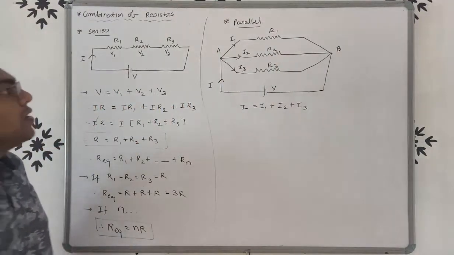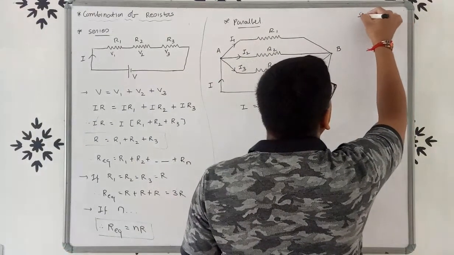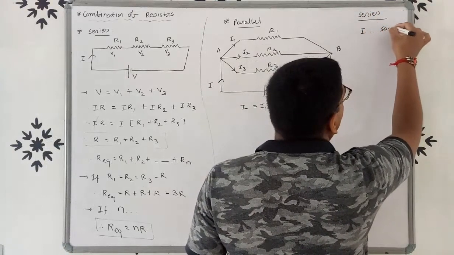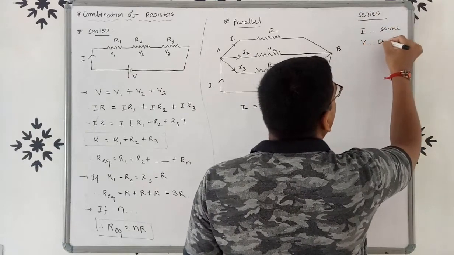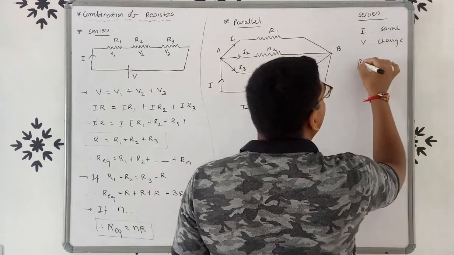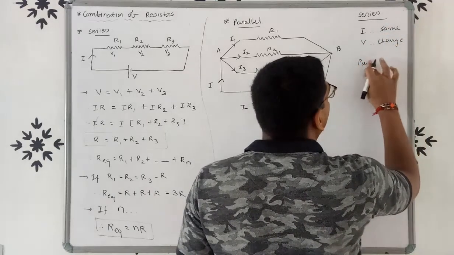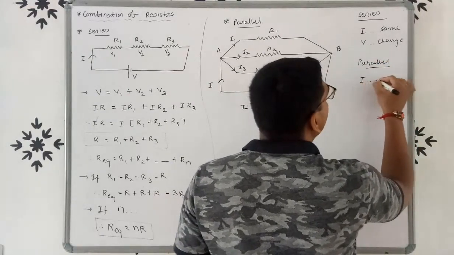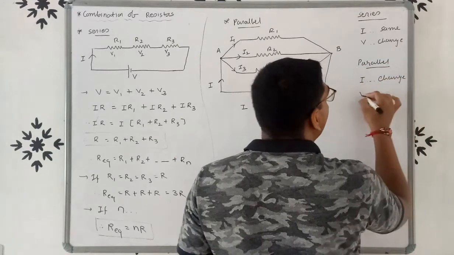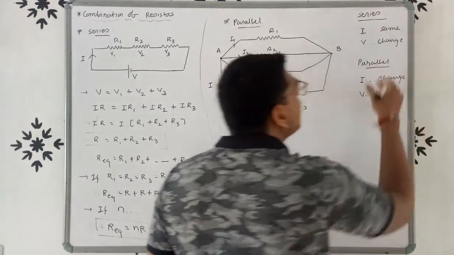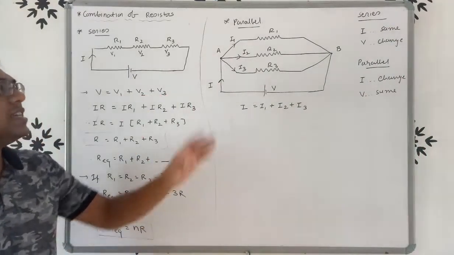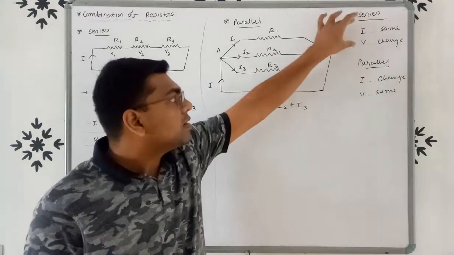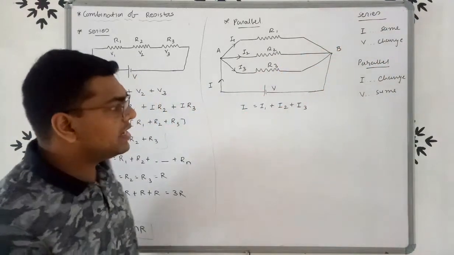Right. So we can say that in series connection, current will be the same and V changes. And in parallel, current will change and V remains the same, right? So you have to simply remember that for series connection, current will be the same and voltage will change, and for parallel connection, current changes and voltage is the same.